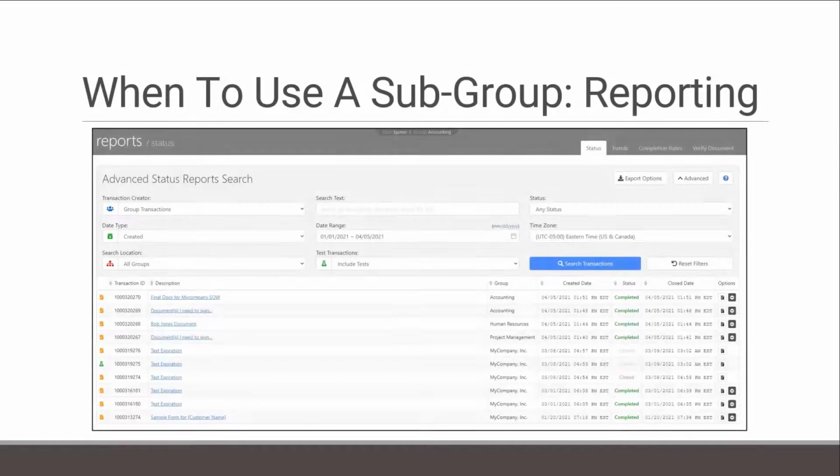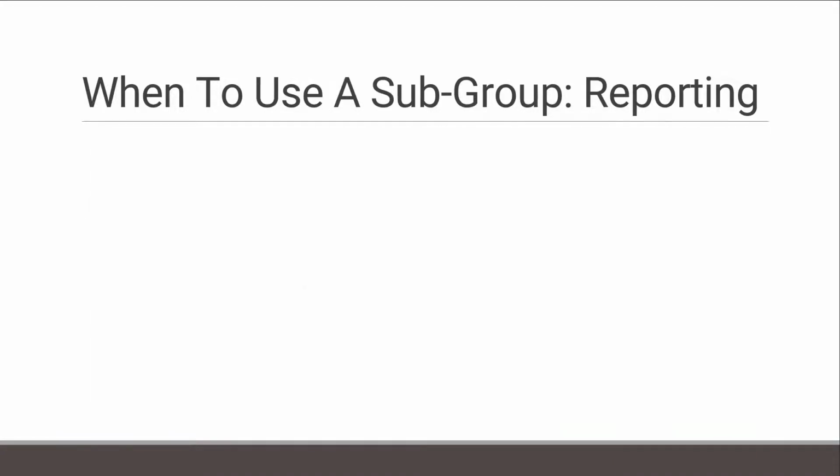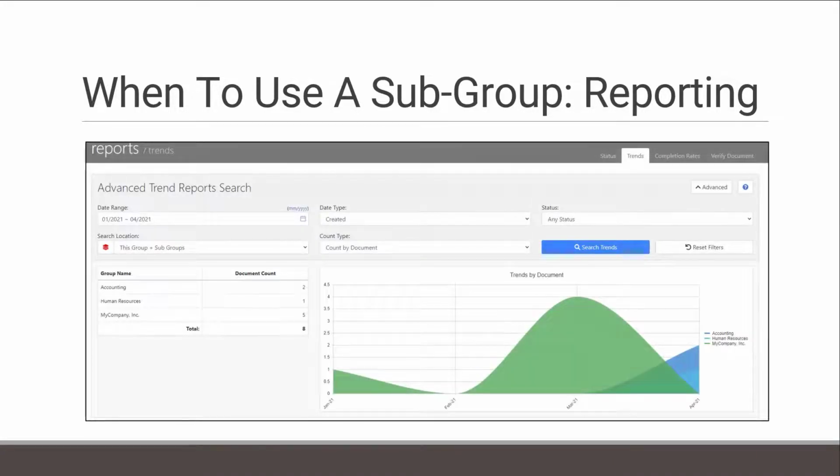Reporting, as mentioned before, can be helpful with subgroups as you can separate the transactions from each group. The report on the screen shows transactions, which then link to the subgroup the transaction was created in. This can especially be seen in the Trends report. This report shows transactions broken down by each group over time.